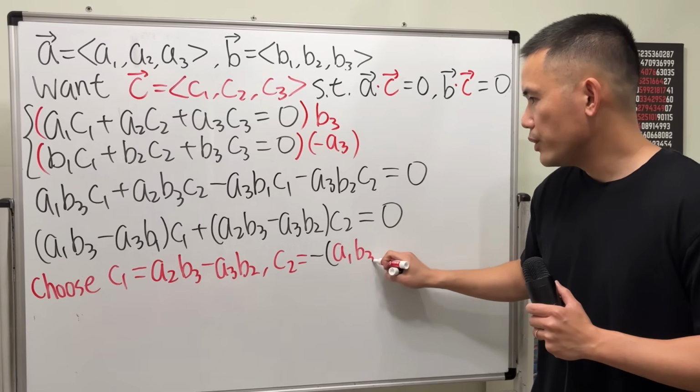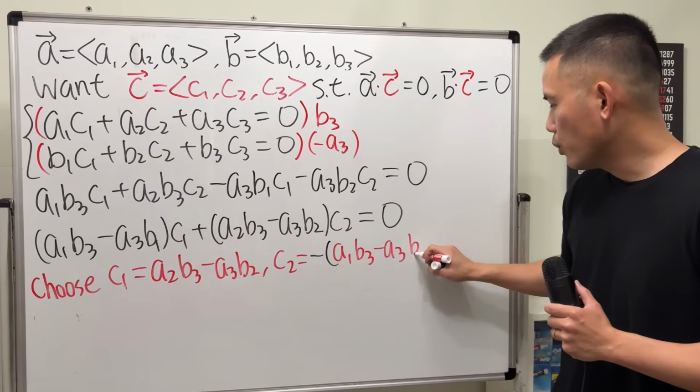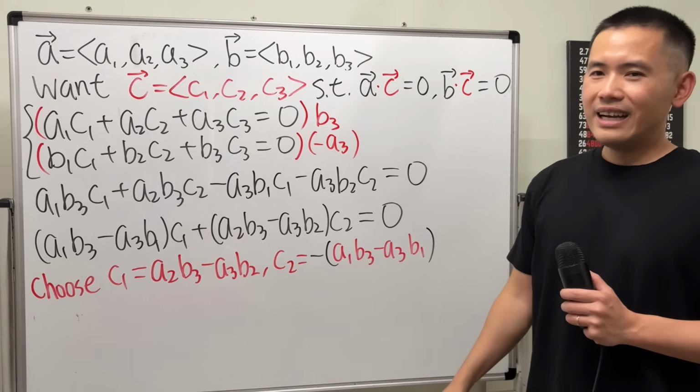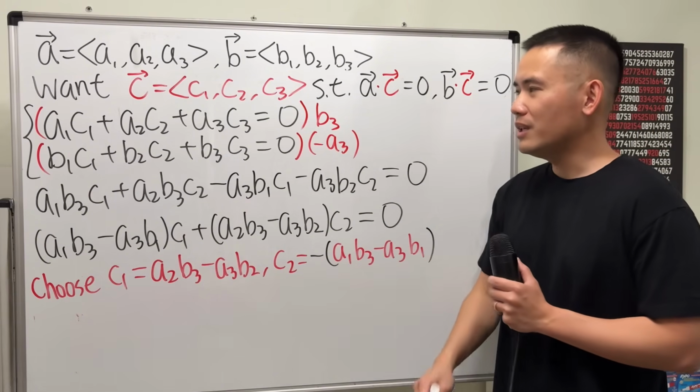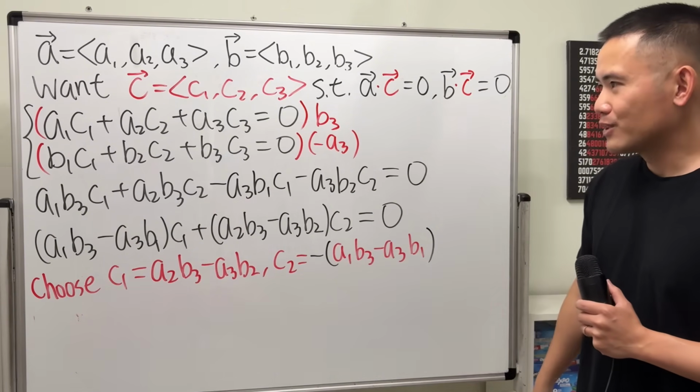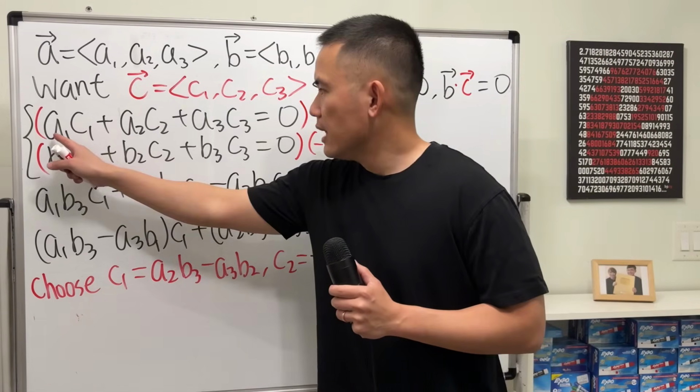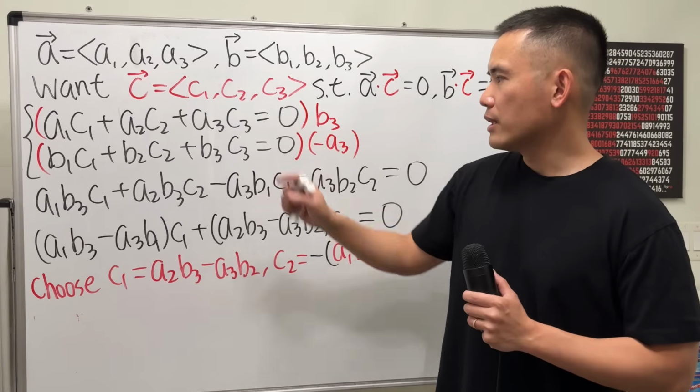A1 B3 minus A3 B1. Have a look, we've got two components already. Now we just need to end up with C3 and we'll be done. Okay, so how do we do it? Let's look at the first equation and isolate C3.